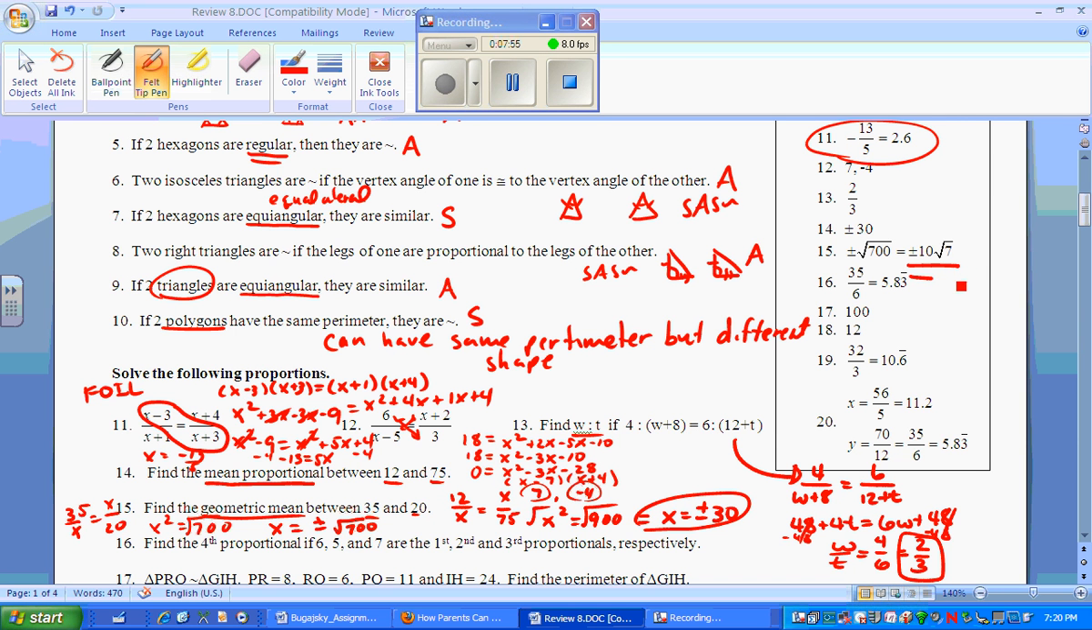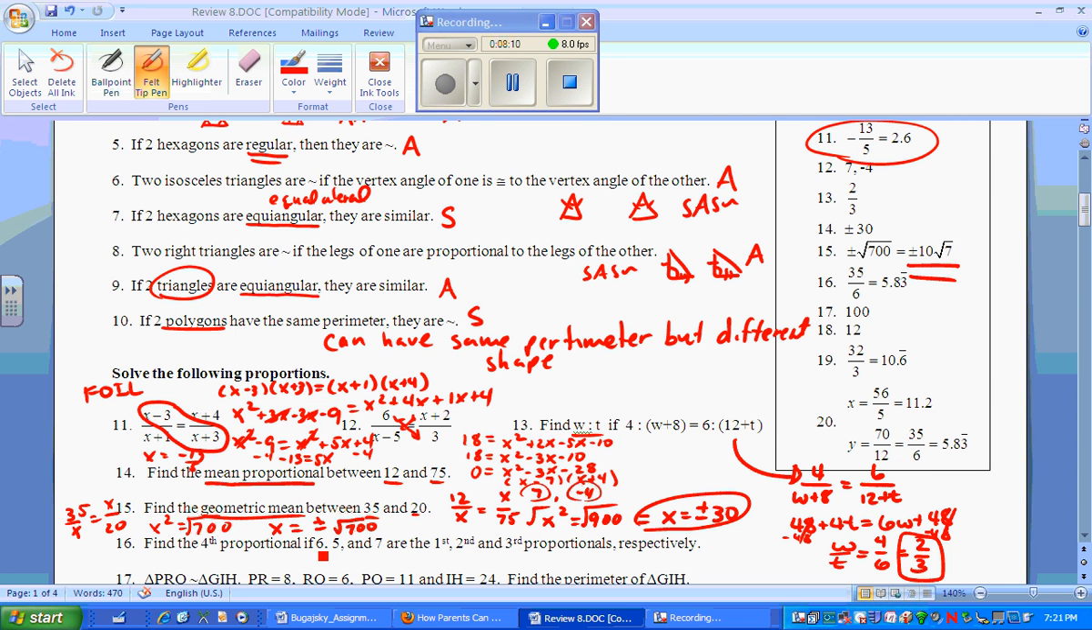You could also see in the answer column that plus or minus 10 root 7 could be the answer, but you don't have to because we haven't simplified square roots yet in our course. We will do that in chapter 9.